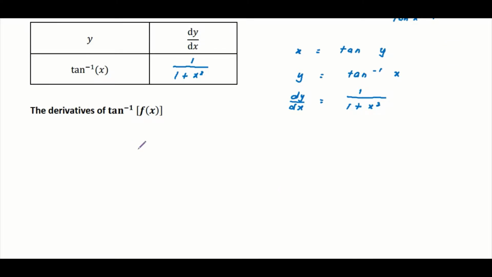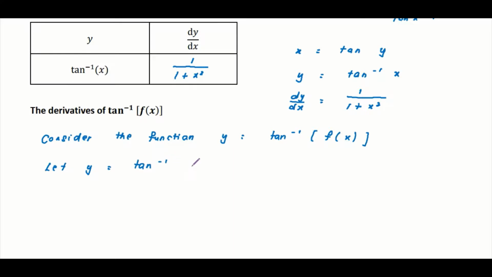We consider the function y equal to tan inverse of f(x). We do the same thing: let y equal to tan inverse u, and u equals f(x). Now let us differentiate it. dy/du: after you differentiate, you get 1 over 1 plus u squared. Then du/dx gives you the differentiated form in x.